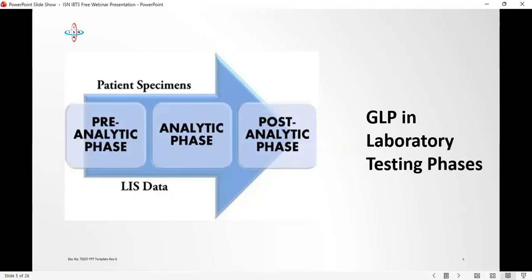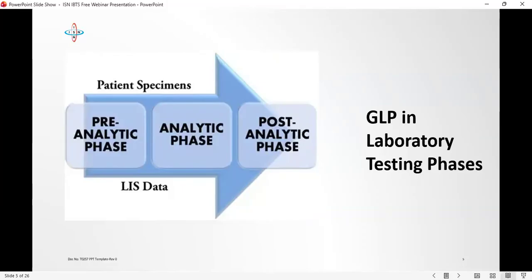So good laboratory practice in different phases. Like I mentioned earlier, we have different analytical phases, right? We have the pre-analytical phase, we have the analytical phase, and we also have the post-analytical phase. One of the biggest misconceptions in laboratory practice is that most errors occur during testing. People think most error happens during the analytical phase. In reality, that's far from the truth, okay?